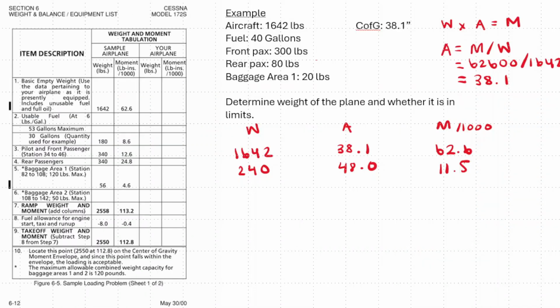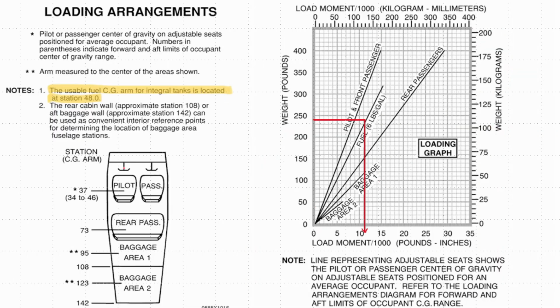Okay, so let's move on to our next piece of information. We have the weight of the front passengers, which is 300 pounds. So let's write this in here. Okay, we have 300 pounds. And then again, let's go back to this page. For the front passengers, it's going to be this section right here. You can see that it says 37 is going to be the arm. And underneath that, it says 34 to 46. Now, 37 is just the average. If you had your seats pulled all the way to the front, you could use 34. But for the sake of this question, just to average it out, we're just going to use 37, okay?